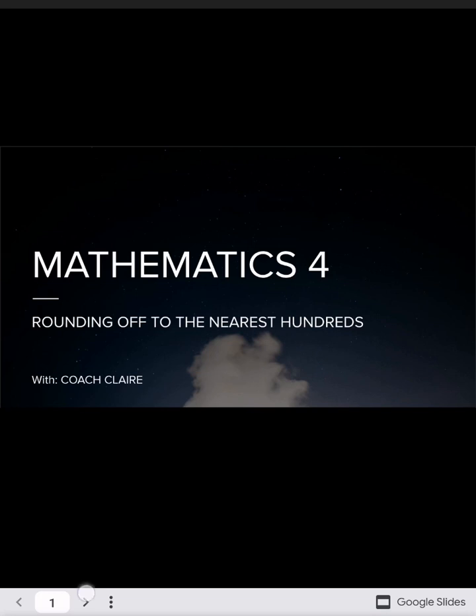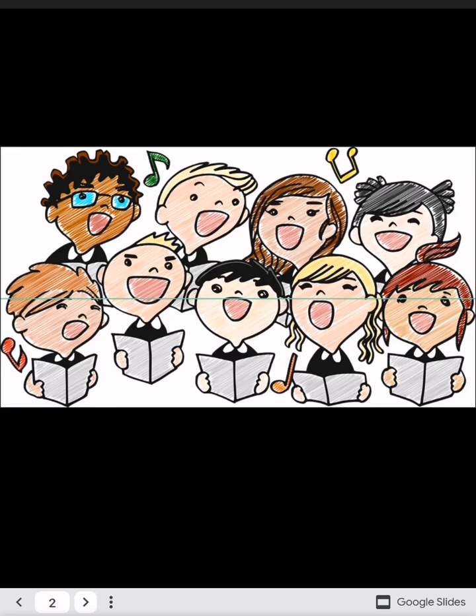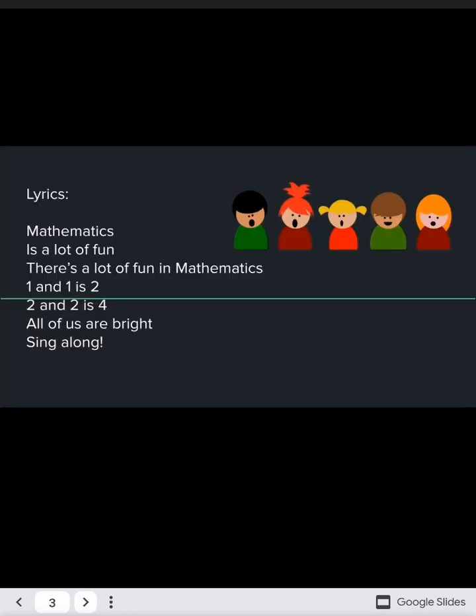The song goes like this. Here are our lyrics. I'd like everyone to stand up so that you can sing properly from your diaphragm.